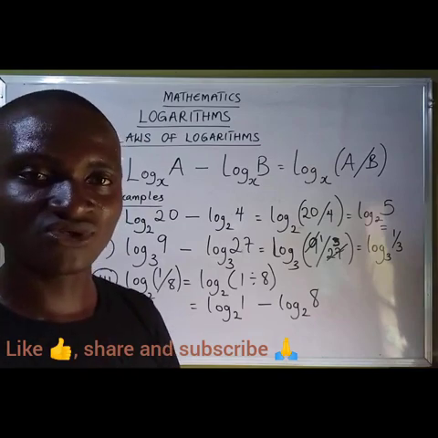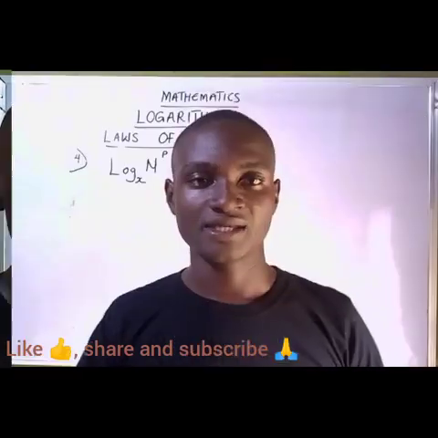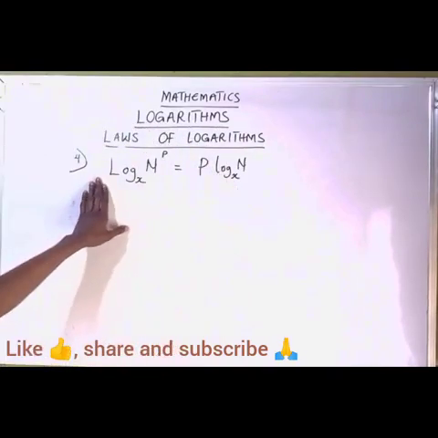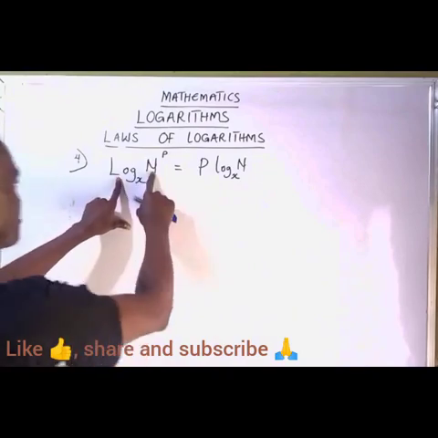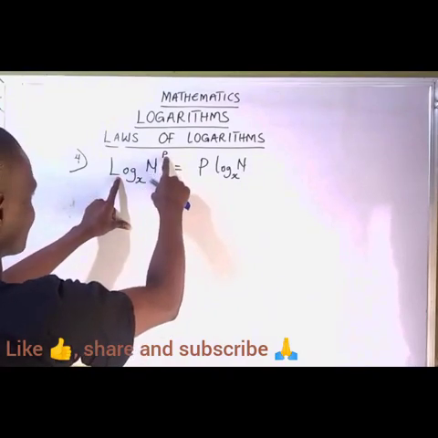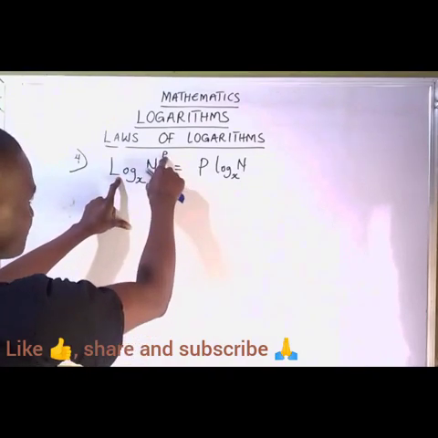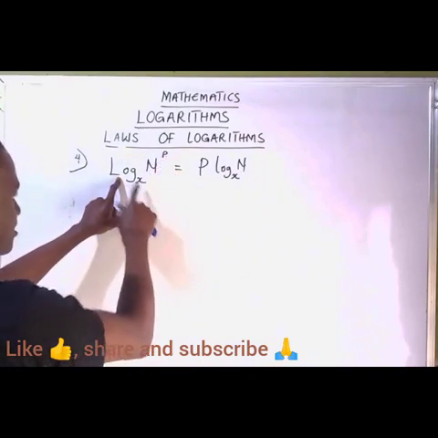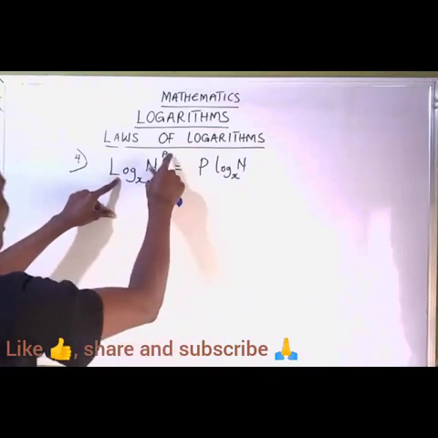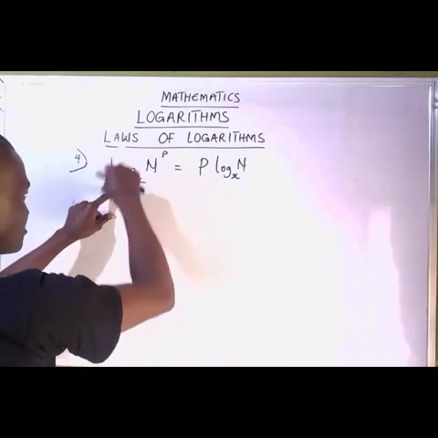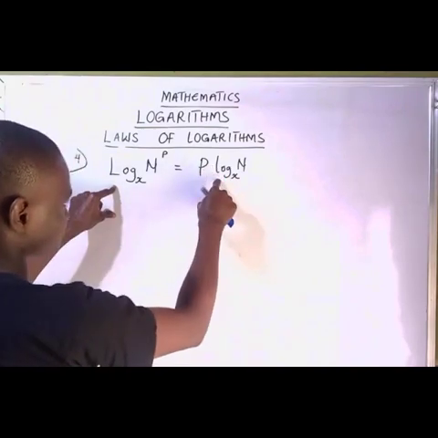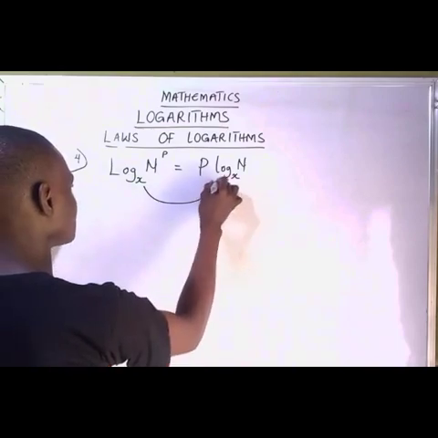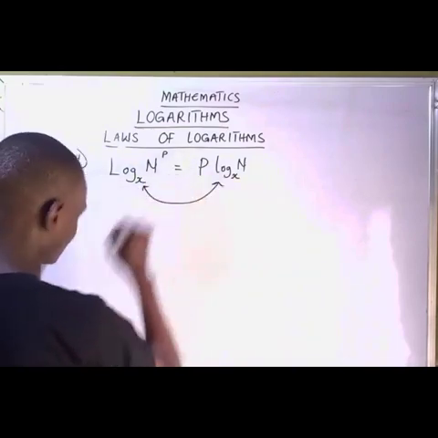Let us now go on to the fourth law. This is the fourth law you are seeing on the board. And the law says that the logarithm of a particular number with a particular power. Take note, this number has a power p and the base is x. This law tells us that we can transform the logarithm of a number that looks like this to this. So you can turn from this to this, or you turn from this back to this.